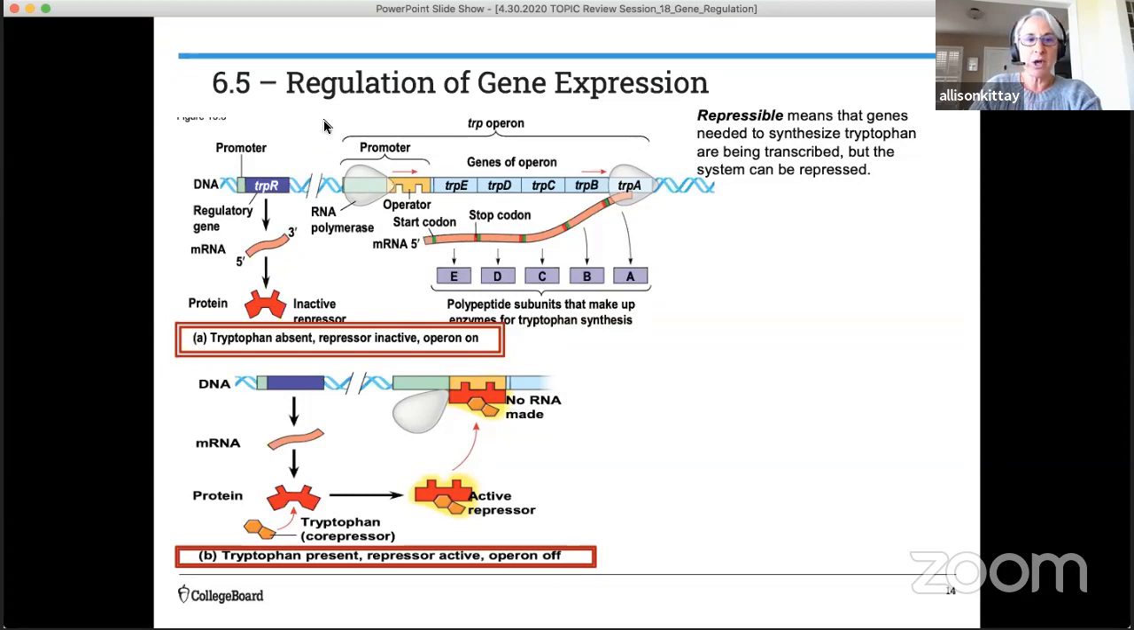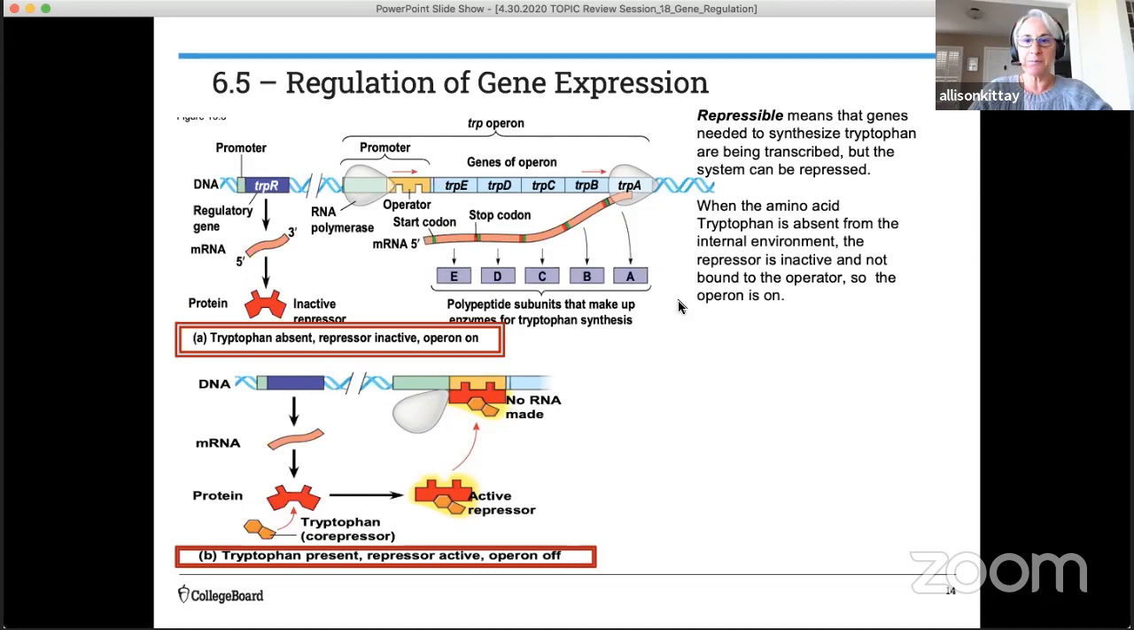Okay, so in this case, we still have our piece of DNA. We've got our promoter and our operator. And this time we have 5 genes that are going to make the polypeptide subunits that make up enzymes that are needed to make tryptophan. Okay, so when tryptophan is absent, the operon is on. That means that there's no tryptophan in the bacteria's environment, so it needs to make its own tryptophan. And the reason that that works is that here is the repressor. It is not bound to the operator, so that operon is on.